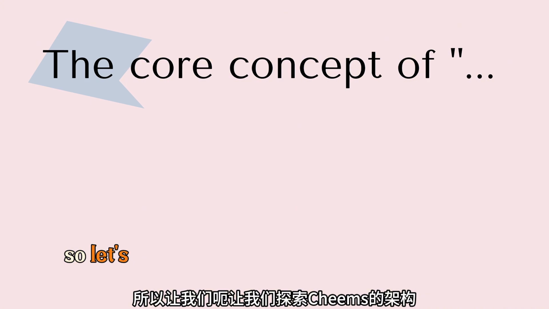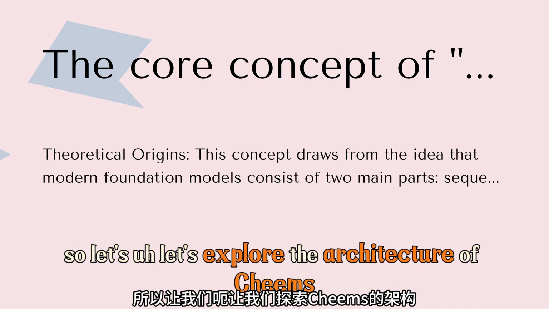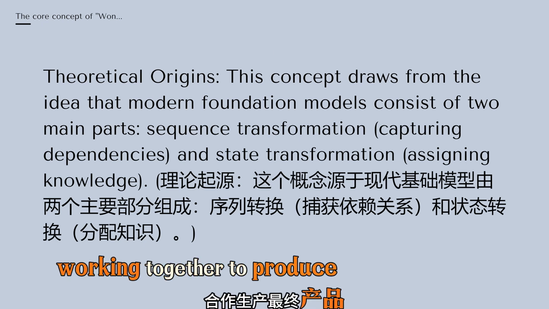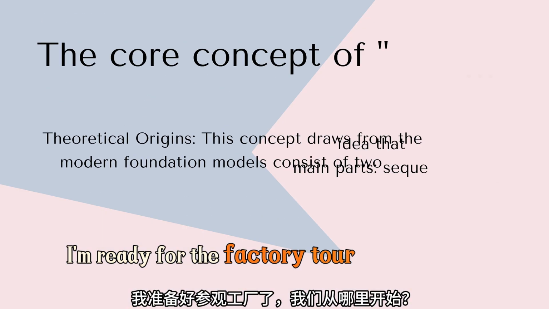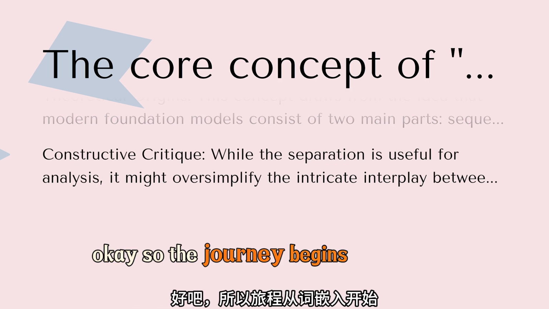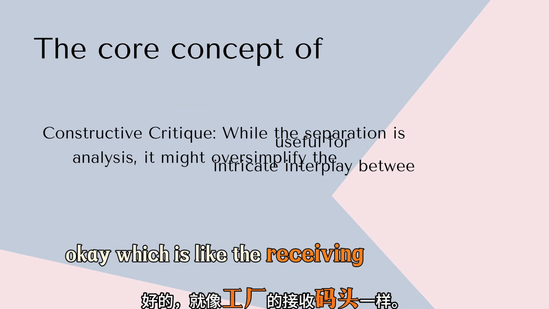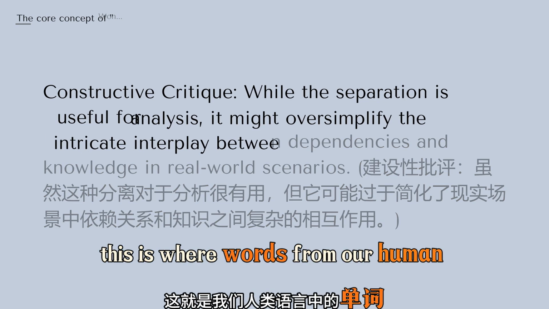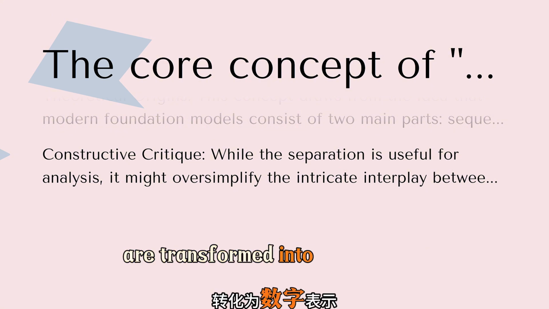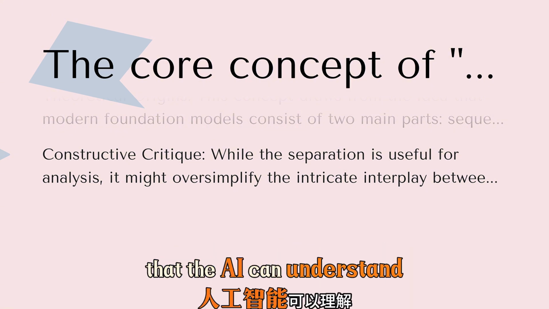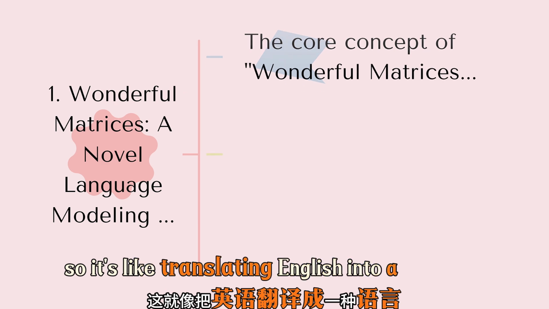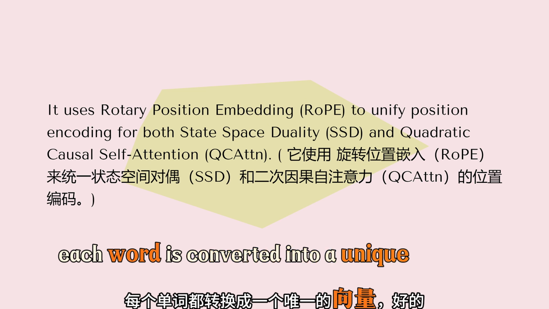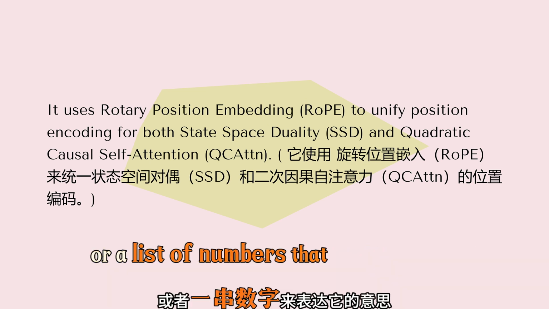Sounds good. So let's explore the architecture of CHEAMS. It's like a well-organized factory with different stations working together to produce a final product. I'm ready for the factory tour. Where do we start? So the journey begins with word embeddings, which is like the receiving dock of the factory. This is where words from our human language are transformed into numerical representations that the AI can understand. So it's like translating English into a language that the AI speaks. Precisely. Each word is converted into a unique vector, or a list of numbers that captures its meaning.